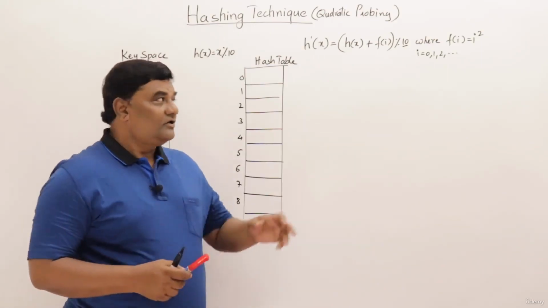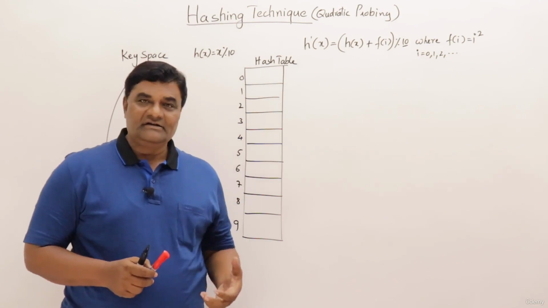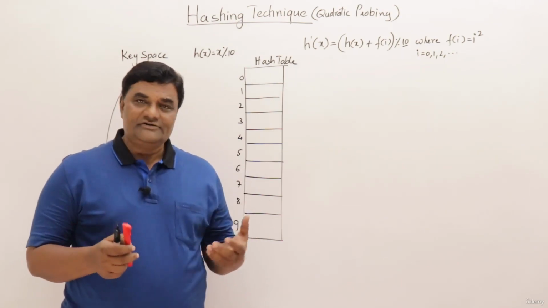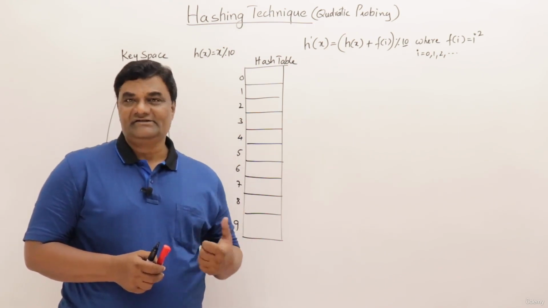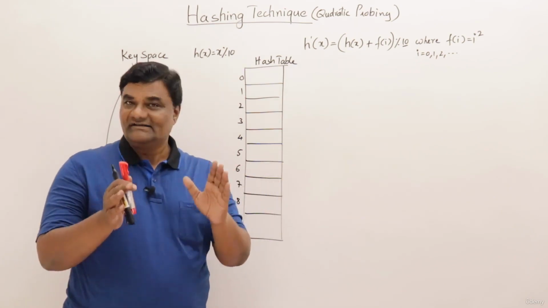Now the topic is quadratic probing. This is one of the collision resolution techniques and it comes under open addressing. So if there is a collision, we try to store an element at some free space in a hash table, and whatever space is given, we try to utilize that same space.